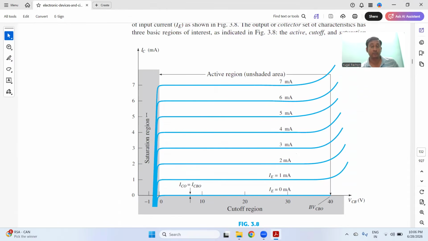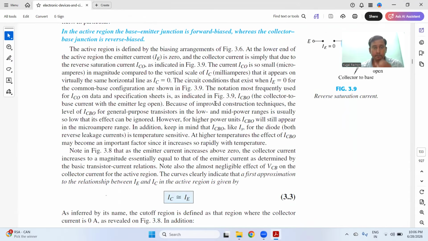This region is called the saturation region. This side is called the cutoff region, when there is no flow of current, and this is called the active region, or the region where you will get the current. This is the saturation region, this is the cutoff region, and this is the active region. In a MOSFET the characteristics are different, which we will study when we discuss the MOSFET.